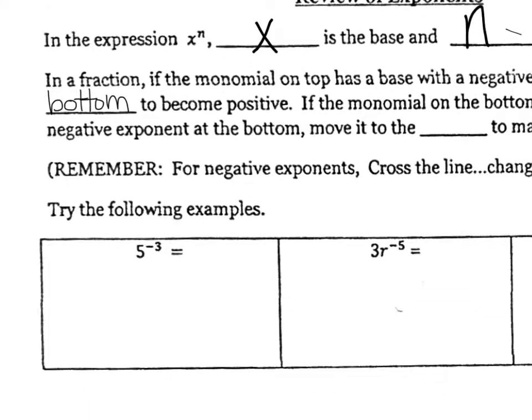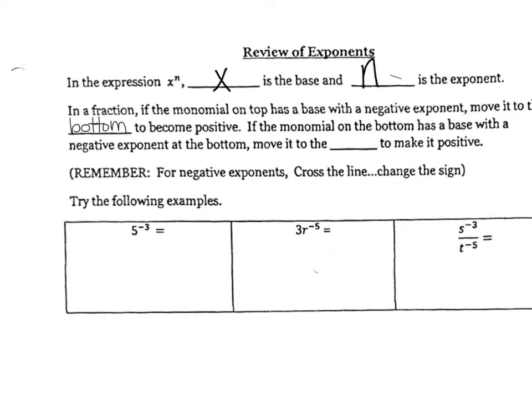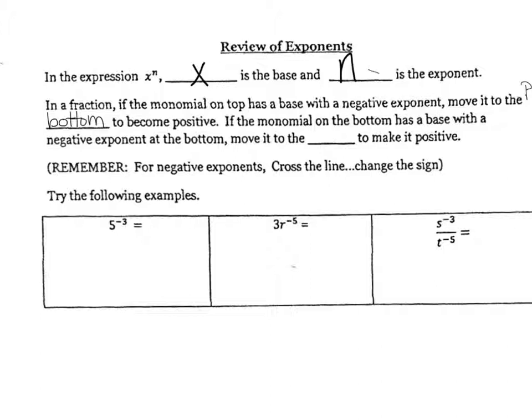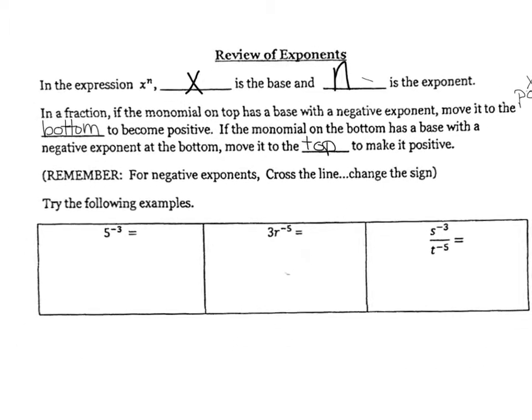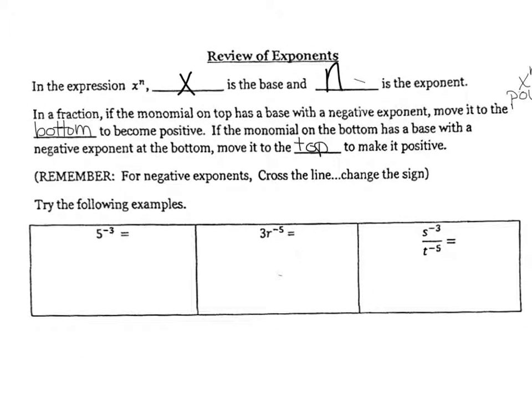It's kind of like that fraction bar has a magical power here. When you cross it, that exponent becomes the opposite. If the expression has a base with a negative exponent at the bottom this time, well, then to make it a positive exponent, we're going to move it to the top. So one thing to help you remember it is when you cross the line, we change the sign. And again, the biggest thing is a negative exponent does not make a number negative.